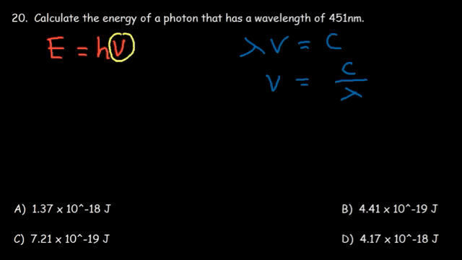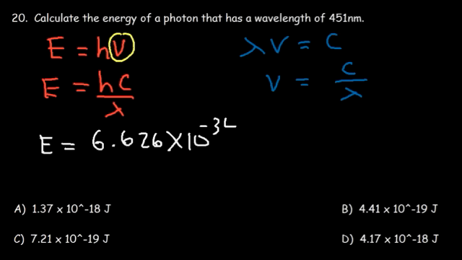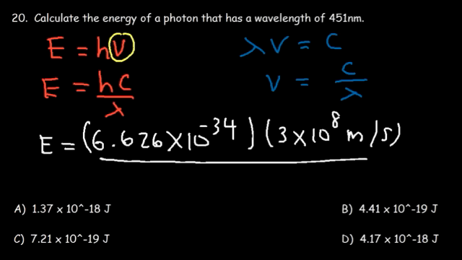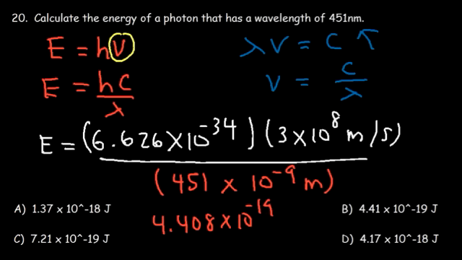So to find energy directly from wavelength, you can use this equation. It's E equals h times c divided by lambda. So now let's plug it in. So the energy is going to be Planck's constant, 6.626 times 10 to the negative 34, times the speed of light, which is 3 times 10 to the 8 meters per second, all divided by the wavelength. Now the wavelength is in nanometers, so you've got to convert it to meters. Rewrite 451, but add times 10 to the negative 9. So now it's in meters. And once you type this in, you should get 4.408 times 10 to the negative 19 joules, if you typed it in correctly. So the correct answer for this problem is answer choice B.